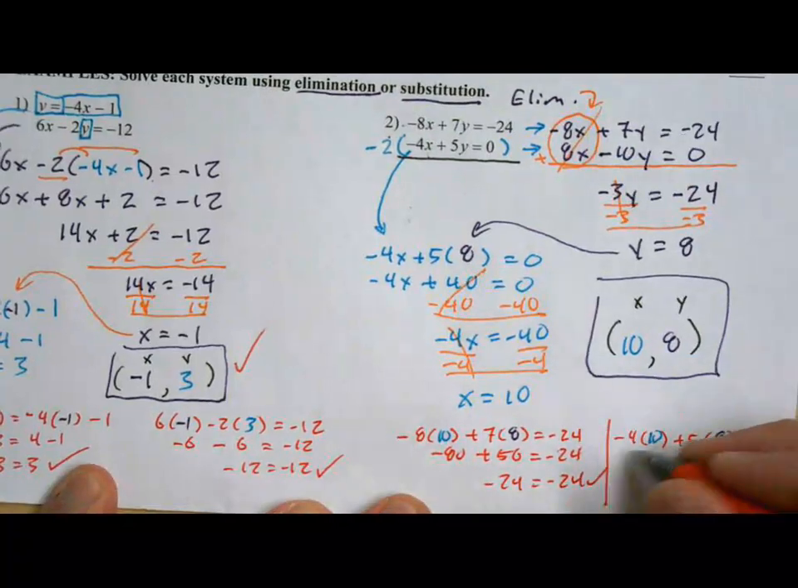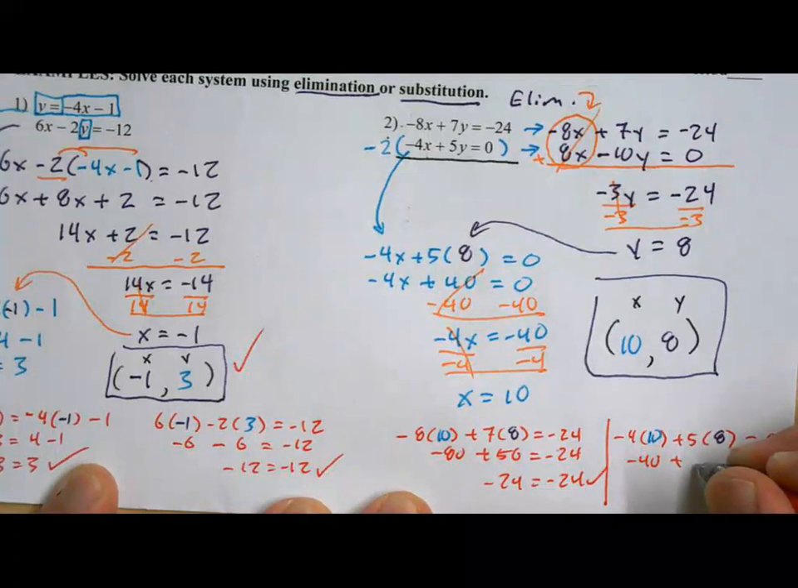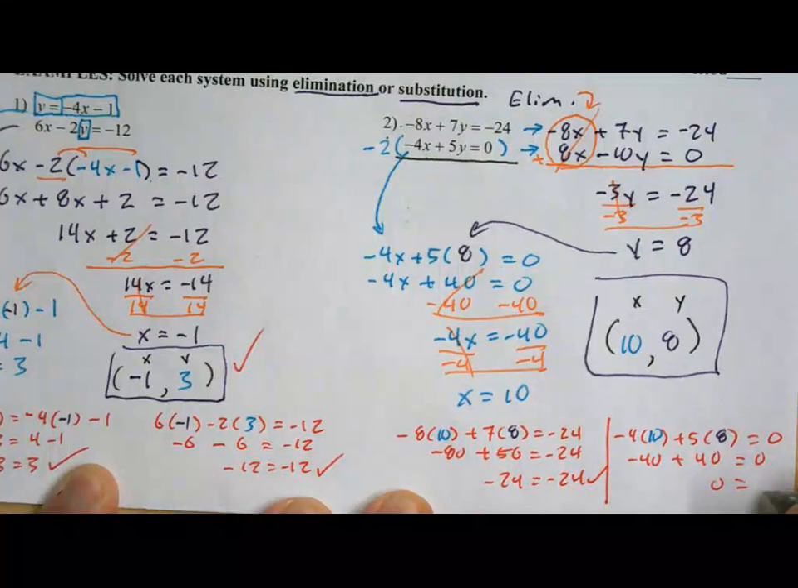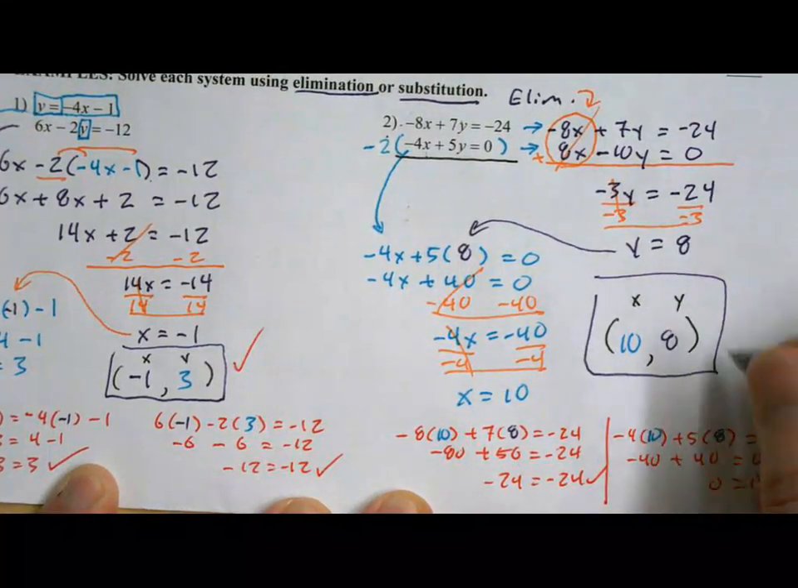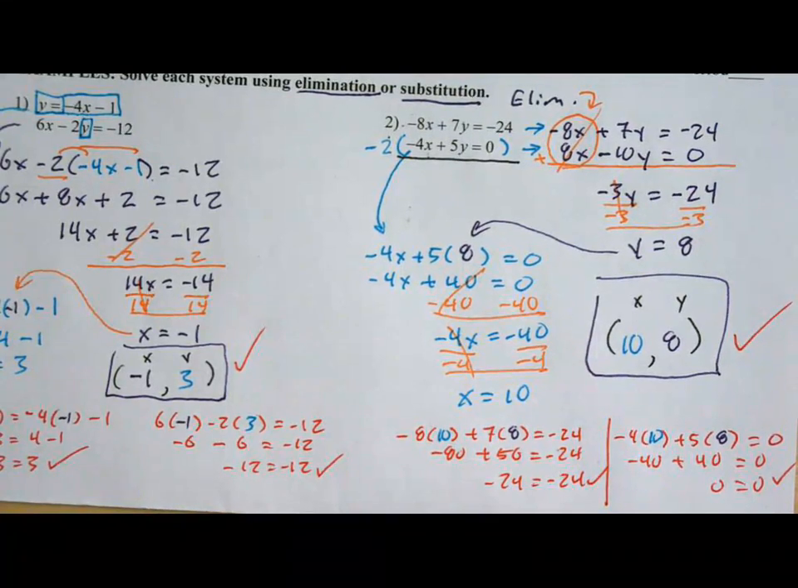Second equation, negative 4 times 10 is negative 40. 5 times 8 is 40. Negative 40 plus 40 is 0. We have 0 equals 0. That also matches. So we've checked both equations. Our solution works in both. Therefore, we know it's correct.